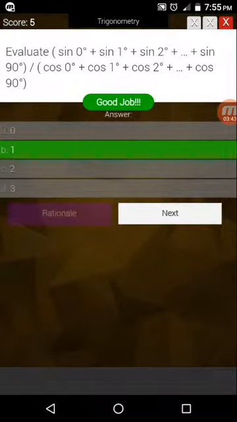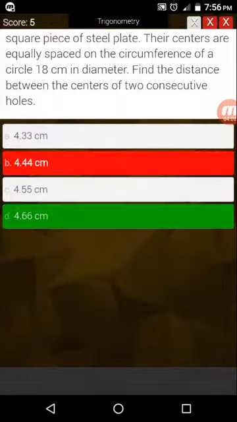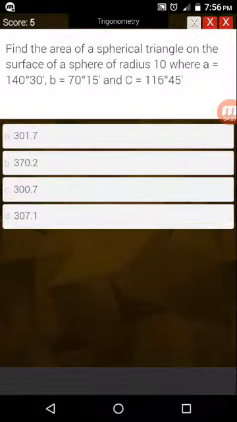So good job. Next: 12 round holes are bored through a square piece of steel plate. Their centers are equally spaced on the circumference of a circle 80 cm in diameter. Find the distance between the centers of two consecutive holes. The correct answer is 4.66 cm. Find the area of a spherical triangle on the surface of a sphere of radius 10, where A is equal to 140 degrees 30 minutes 30 seconds, B is equal to 70 degrees 15 minutes, and C is equal to 116 degrees 45 minutes.